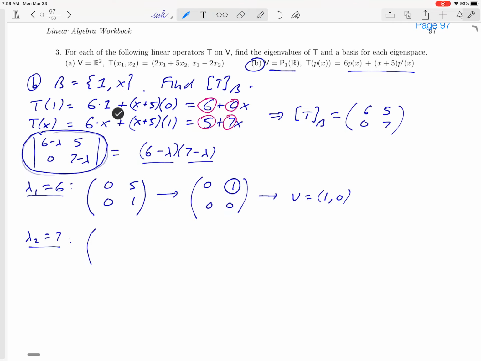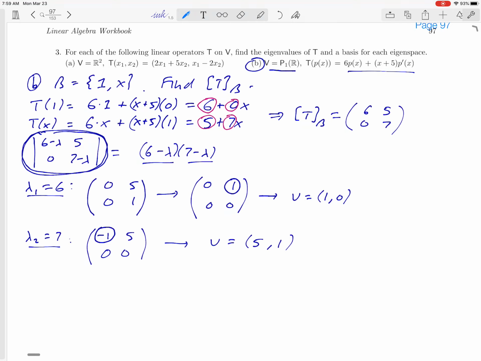Same process again. This time we're going back to our original matrix and plugging in 7 for all of our lambdas, and we're going to get -1, 5, 0, 0 in this case. That matrix is kind of already in echelon form. There's our pivot position, so this time x2 is a free variable, which we can give the value of 1 to, and that's going to generate an eigenvector that looks like 5, 1: 1 for x2, and you can solve for x1 and get a 5 out of that. Again, we just chose the value of 1 for the free variable because it's convenient.